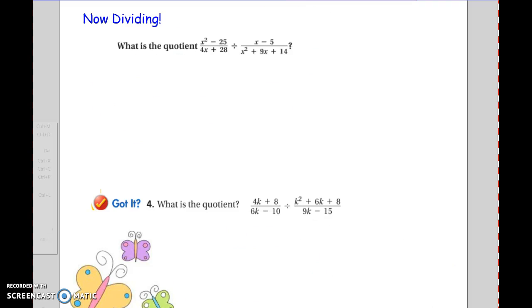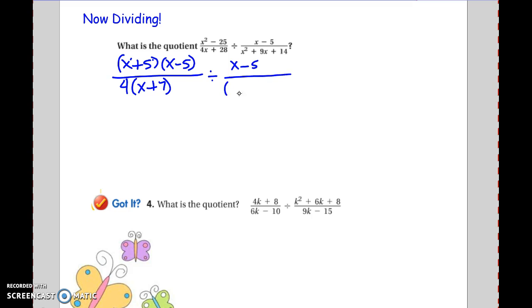Okay, next we look at division, and it's very similar to multiplication, except for just like a regular fraction, you have to do keep change reciprocal or keep change flip. So I'm going to factor everything I can factor. So up here I have a difference of squares, x plus 5, x minus 5. On the bottom I have a GCF of 4. Okay, the top here doesn't change. And then here I can factor.